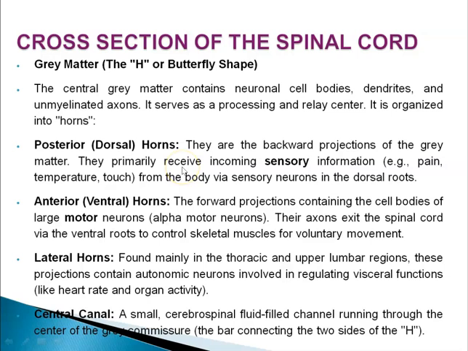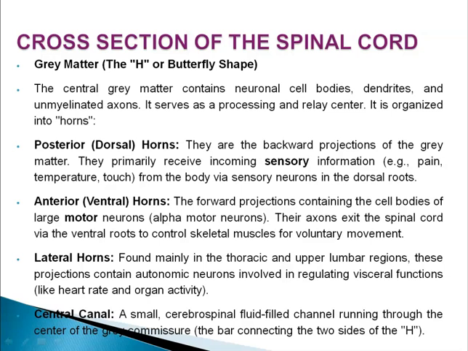They primarily receive the incoming sensory signals, especially pain, temperature, touch, etc. The anterior horns or the ventral horns, which are the forward projections, contain the cell bodies of larger motor neurons, and they exit the spinal cord via the ventral roots and supply the skeletal muscles for the production of voluntary movements.